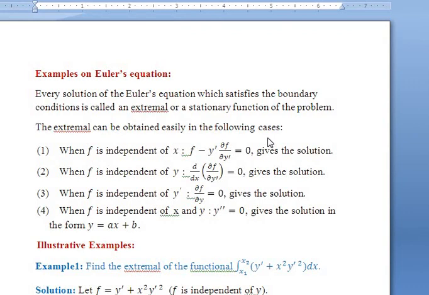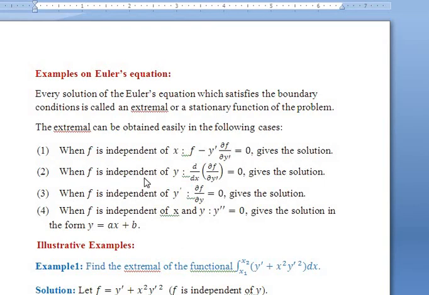In the different cases based on the given function f, when f is a given function in the given functional and f is independent of x, then f minus y dash into partial derivative of f with respect to y dash equal to 0 gives the solution. So we just have to substitute f and differentiate with respect to y dash, then substitute here and we will get the required solution.